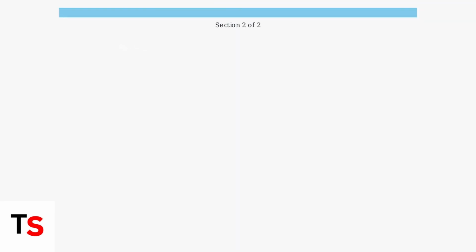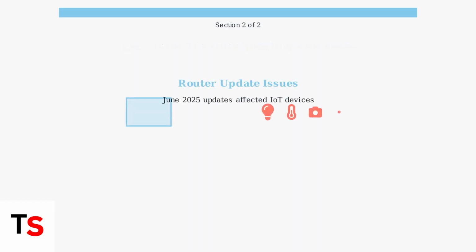When basic troubleshooting doesn't resolve your Sky router's internet connectivity issues, several advanced solutions can help restore your connection. Recent Sky router updates in June 2025 have caused connectivity problems for some Internet of Things devices, like smart home gadgets and sensors. The solution is to use a Wi-Fi extender to create a separate network specifically for these smart devices, bypassing the compatibility issues.